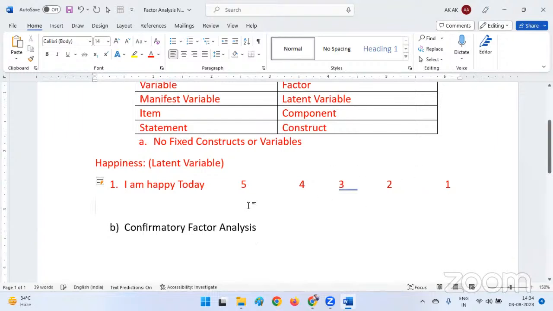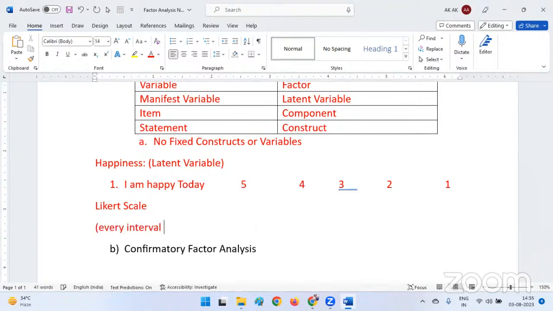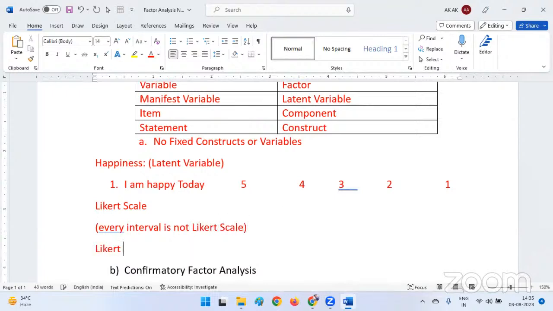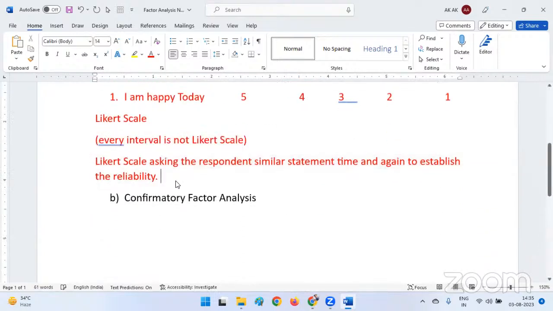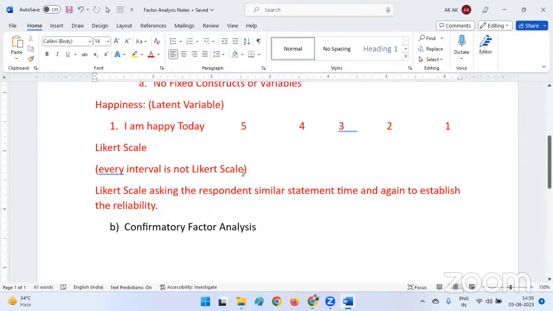But factor analysis always works on a Likert scale. A lot of people do not understand the meaning of Likert scale. Every interval scale is not a Likert scale. Likert scale means asking the respondent similar statements time and again to establish the reliability of the scale. Now, what is reliability? I'll come to it later, and we will test it numerically also.